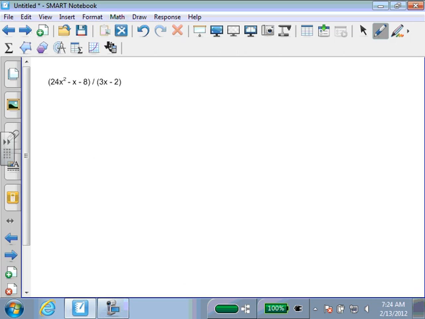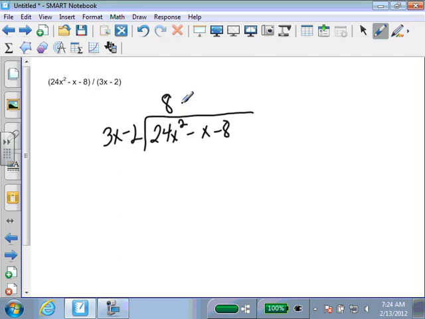Let's go again. 24x squared minus x minus 8 divided by 3x minus 2. So I have to multiply by 8x. I would get 24x squared minus 16x. I subtract. So I get 15x minus 8.